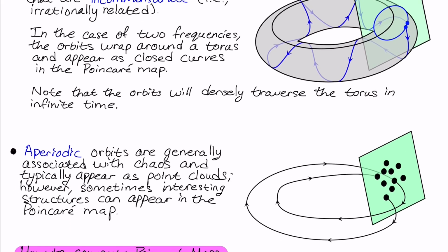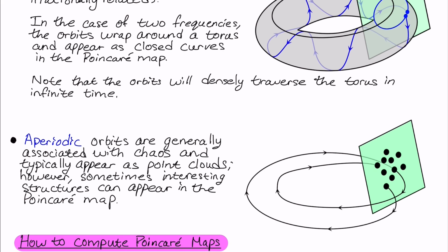And then lastly, you can get things like aperiodic orbits, which are typically associated with chaos being generated, meaning there are no periodic orbits. There's just periodicity in the response. And these will typically appear as point clouds. However, you can sometimes get some very interesting structures that appear in that chaos, which we will typically refer to as chaotic attractors. It will depend on the system that you're studying what exactly these structures look like and how they change. We'll see one in the second example that we'll talk about in this video.